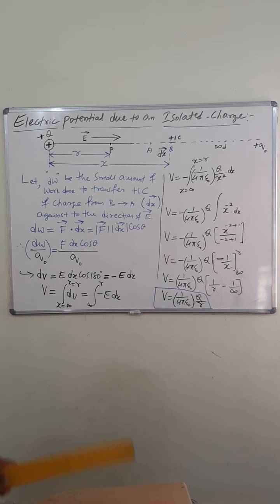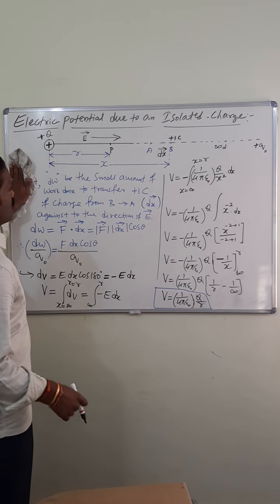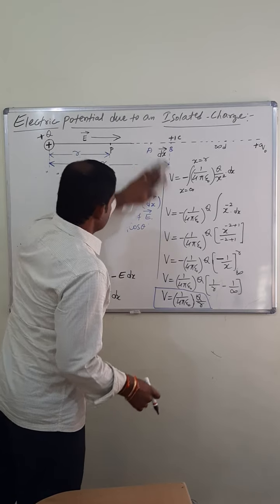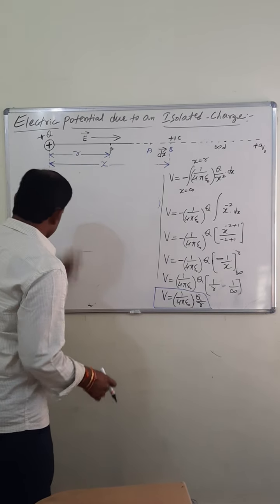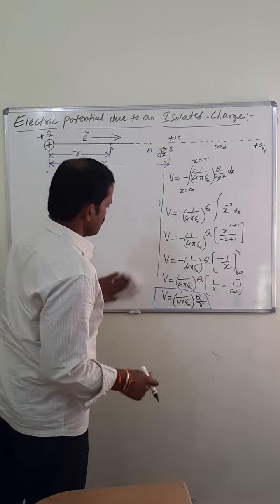If you want the total electric potential at a given point, integration of dV with limits ranging from x is equal to infinity to x is equal to r. Please copy the things. I'll explain a note point. How to integrate this one?